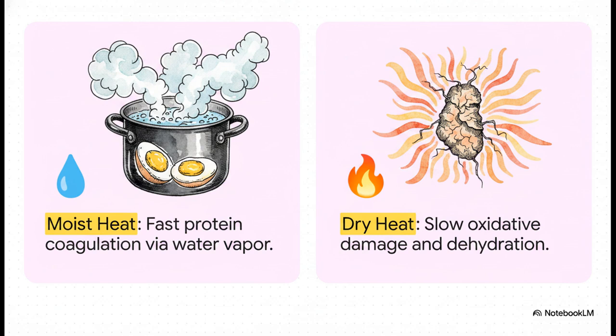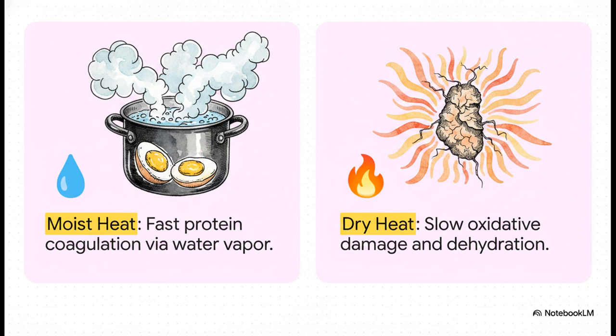Moving on to Section 2, the power of heat. Now, let's think about the contrasting mechanisms between the two main types of heat we use. Moist heat is super efficient. It works by rapidly coagulating and denaturing proteins. It's exactly like boiling an egg. The heat transfers instantly through the water, permanently altering the proteins inside.